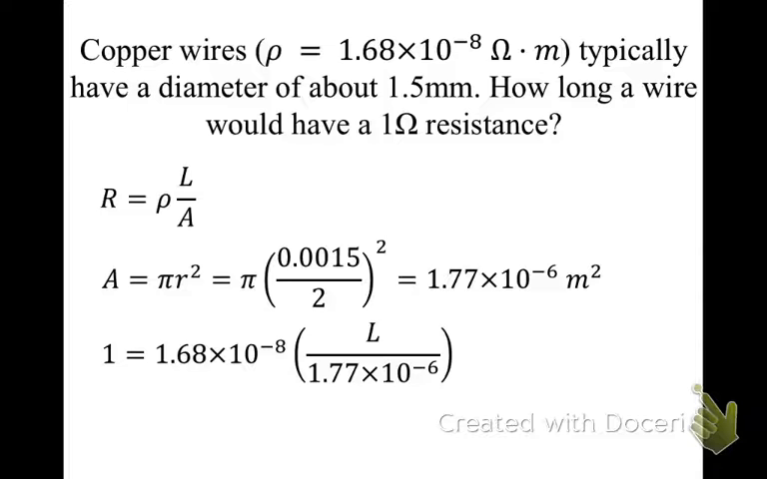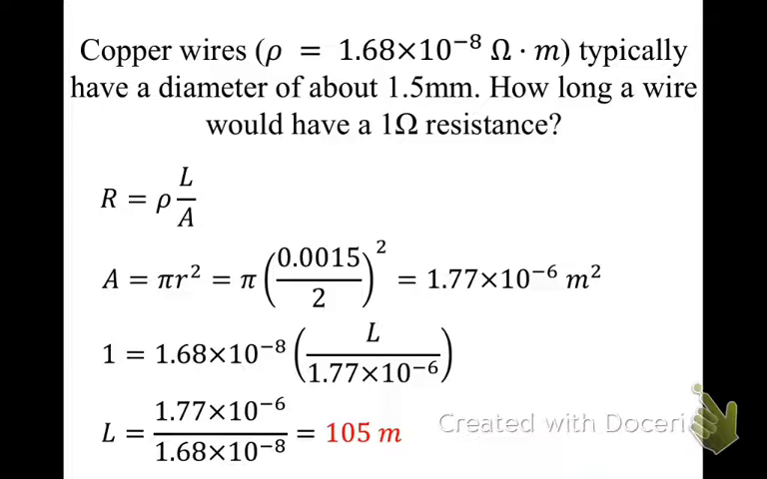And then we'll just do rho L over A, where I know R is 1, rho is given because it's copper, and the area we just calculated, and we'll calculate L, and we get about 105 meters. So a pretty long wire, 100 meters of wire for every ohm of resistance. That's a pretty low rate, but there is a little bit of resistance in every wire. In this case, an ohm per 100 meters.